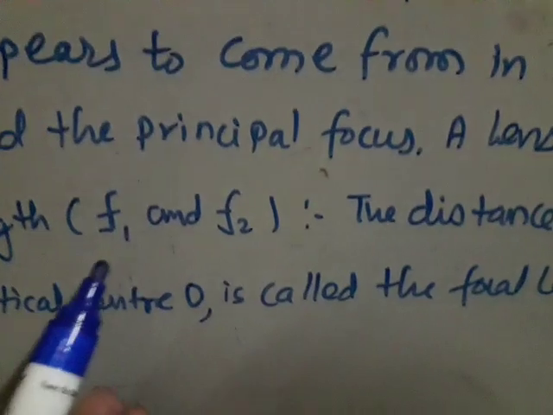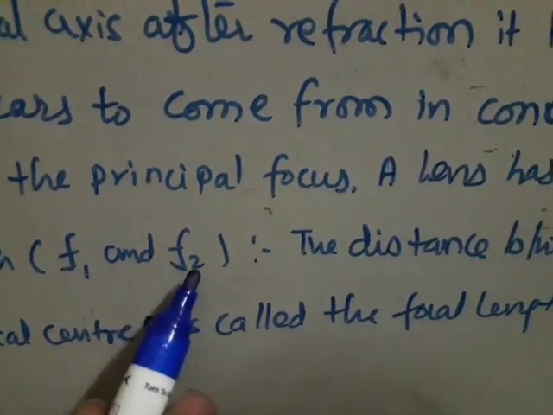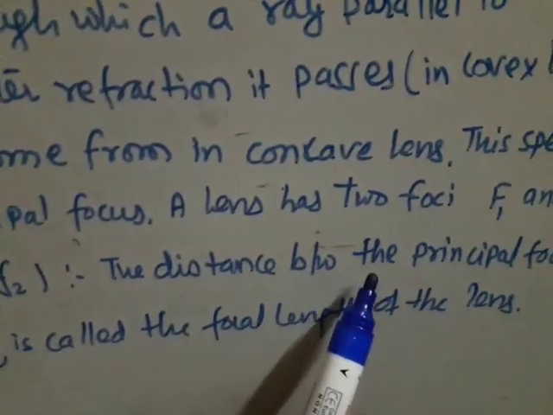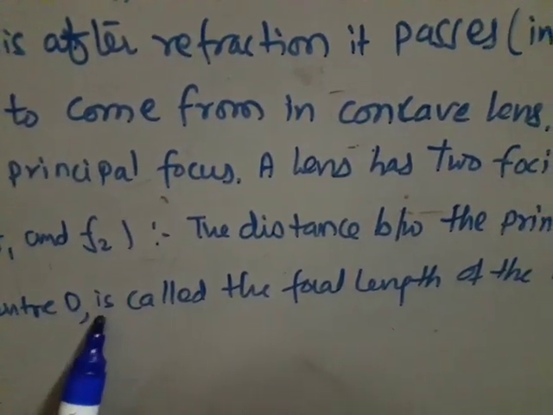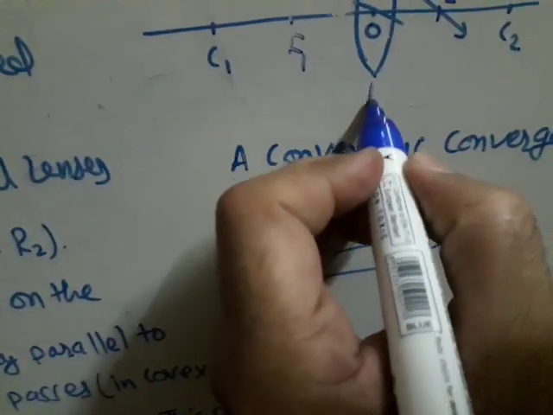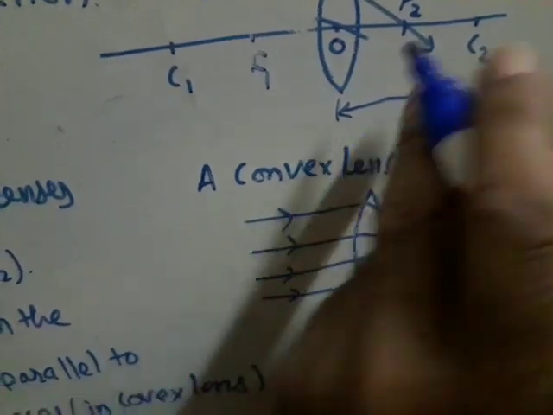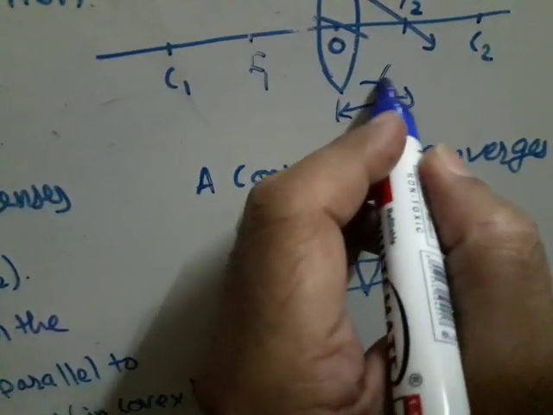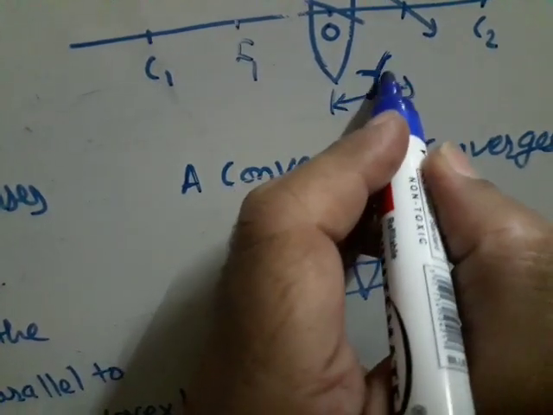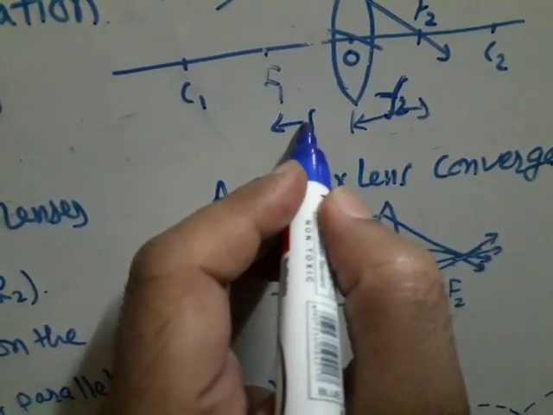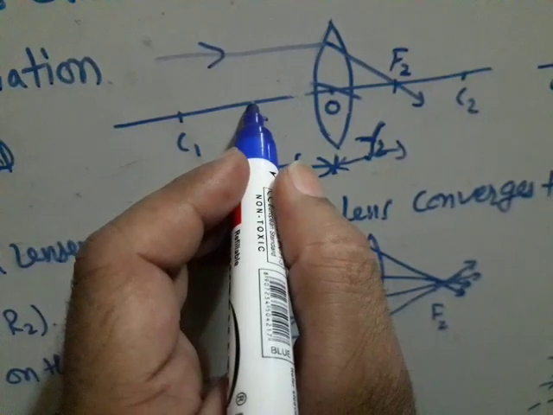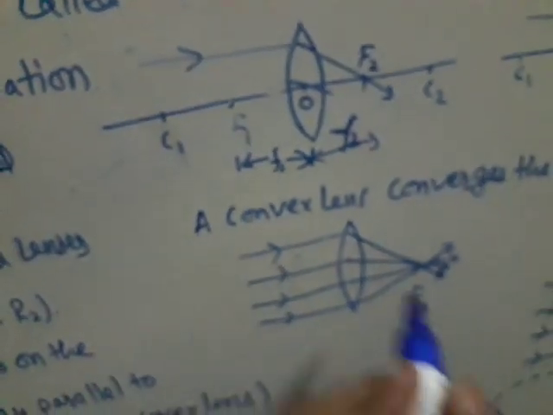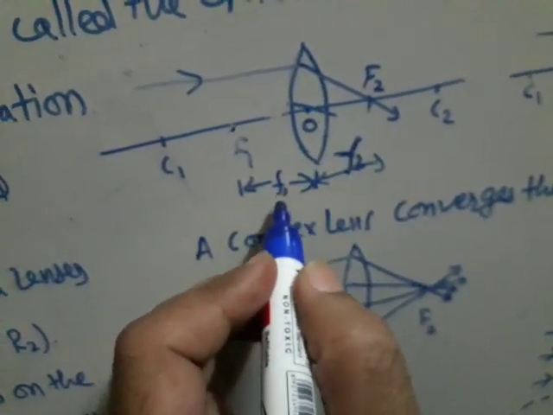Next is focal length, small f1 and small f2. The distance between the principal focus and the optical center O is called the focal length of the lens. So this distance is known as the focal length, right? This is f2, and for this side it is f1. So the distance between the optical center and the principal focus is called the focal length. For two foci, there are two focal lengths, f1 and f2.